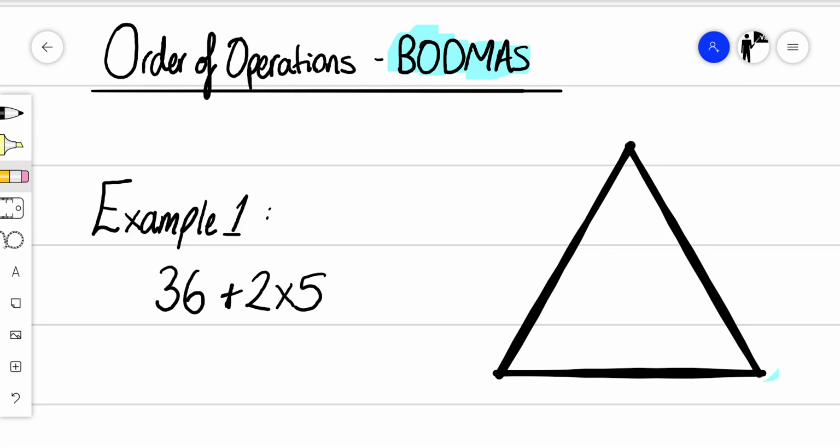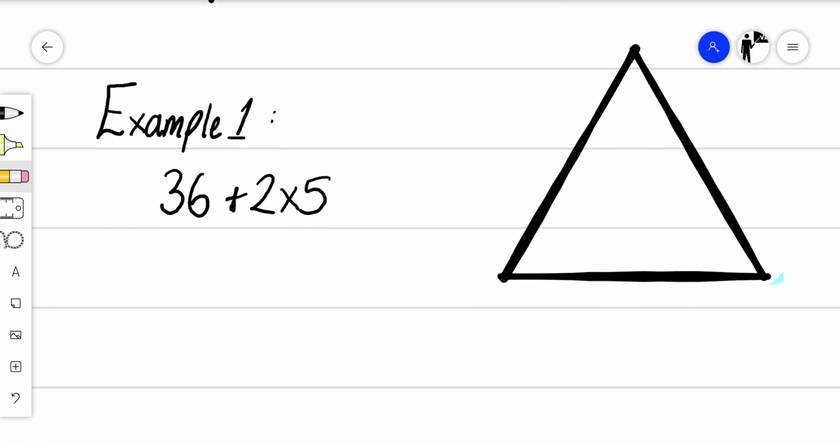In this video we're going to have a look at the order of operations, which you may know as BODMAS. This is an agreed convention across the world on how to carry out calculations in the correct order so that there's no confusion. For example here, 36 plus 2 times 5. Do we have to do the addition first, or the multiplication first? Because we need to make sure that we're consistent across the globe when we do this.